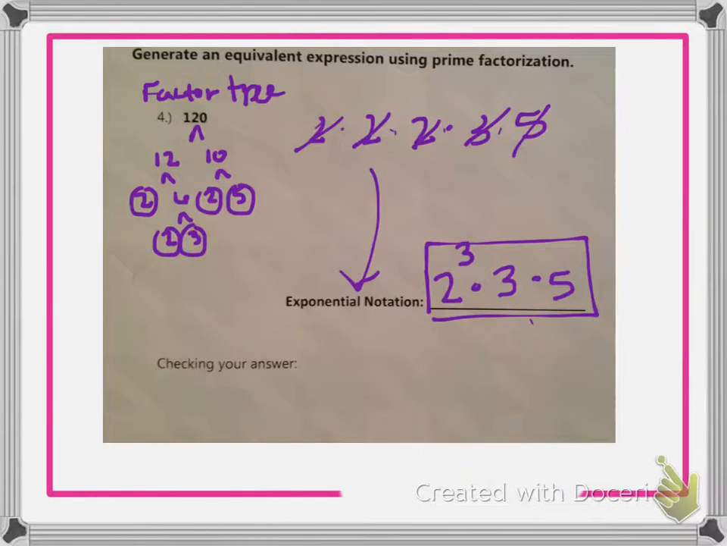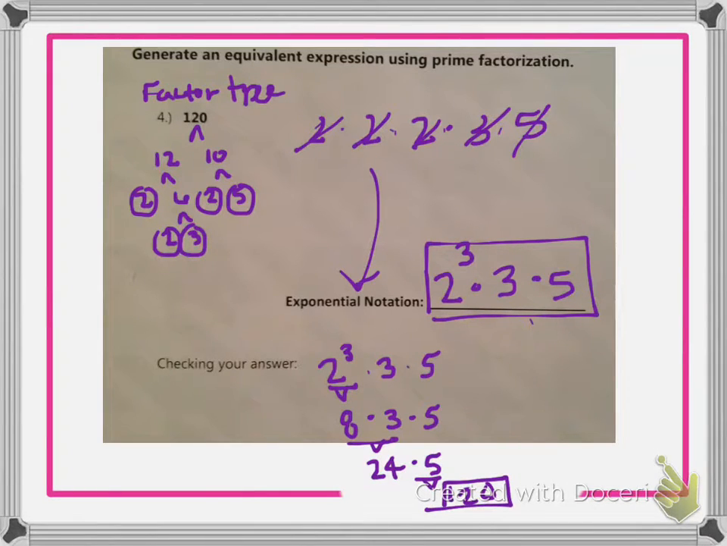Checking our answer. How do we know that 2 to the third power times 3 times 5 is our answer and is going to give us 120? Well, we solve it using order of operations. So 2 to the third power is 8 because 2 times 2 is 4. 4 times 2 is 8. Then I rewrite my problem. Doing the first multiplication first. 8 times 3 is 24. 24 times 5. And then 24 times 5 gives us 120. So that is how we check our answer to make sure that our exponential notation matches our original number.